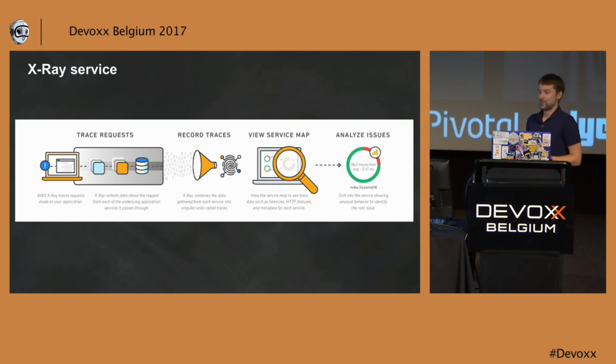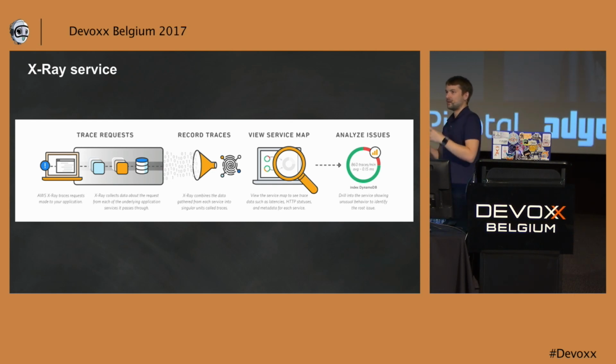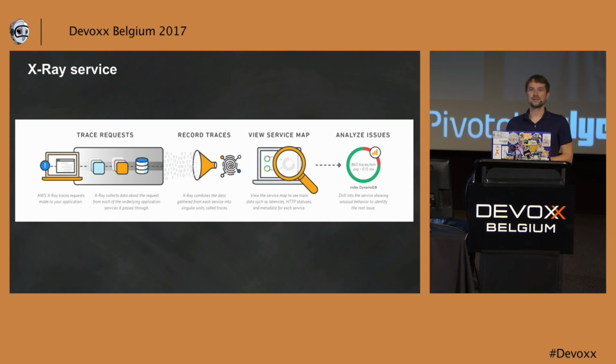So let's talk about X-Ray. What X-Ray allows you to do is I can just add a very simple library into my application, and I can start tracing every request to every AWS SDK. I can start tracing all of the requests to various endpoints within my microservices.